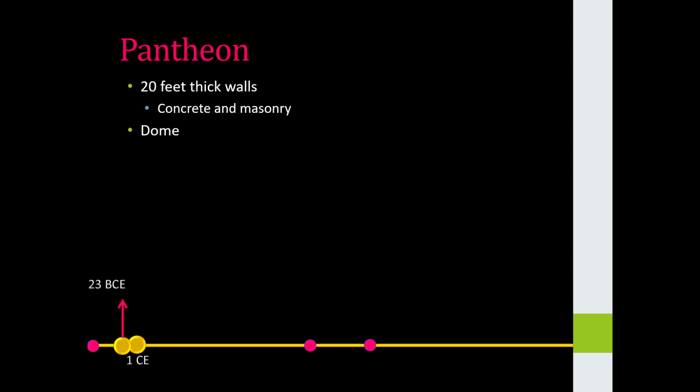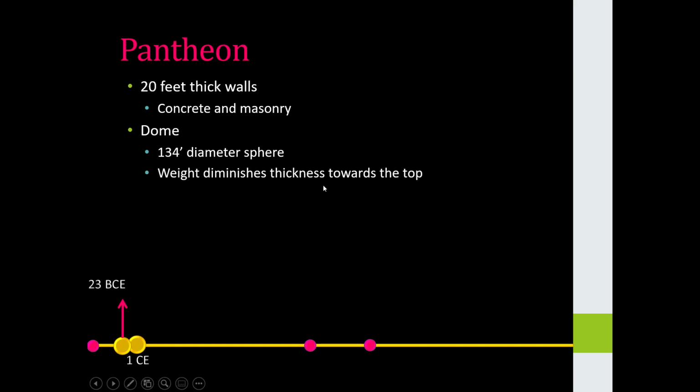And as I mentioned before, it had a dome. And this dome was 134 feet in diameter. Massive for that period of time. Now, in order to keep the weight away from the top of the sphere, let's put it that way, the weight diminished its thickness towards the top. And I'm about to show you an image in a minute now, and I'll point all those things out. But as it went up, it got thinner and thinner and thinner.